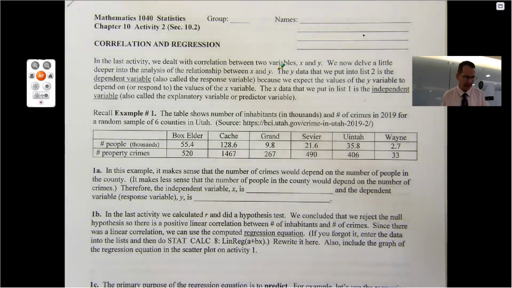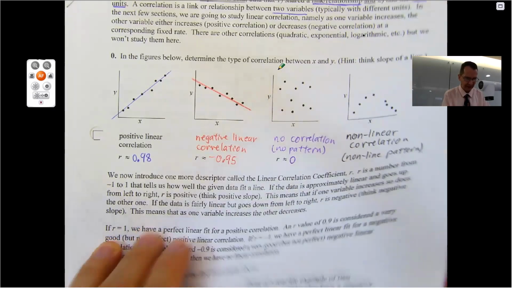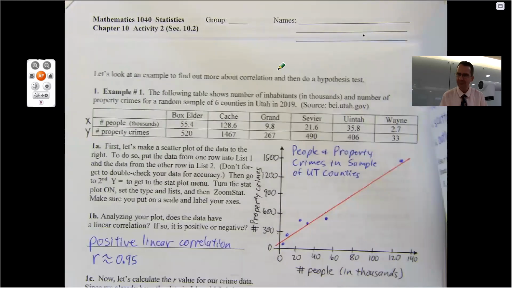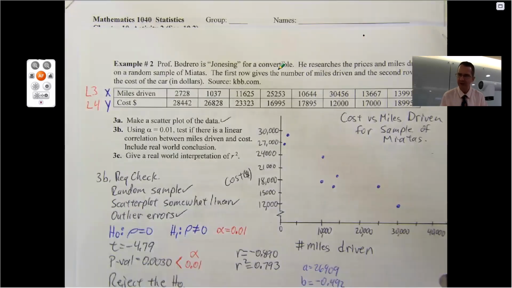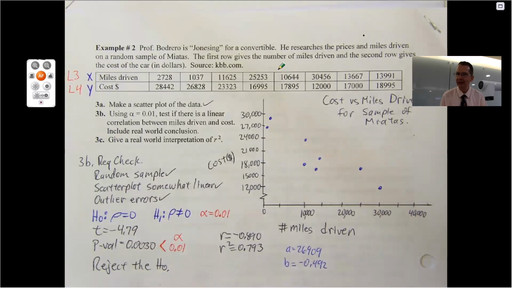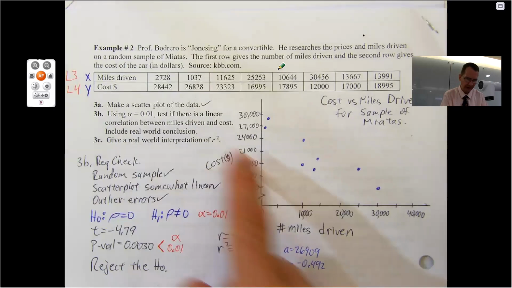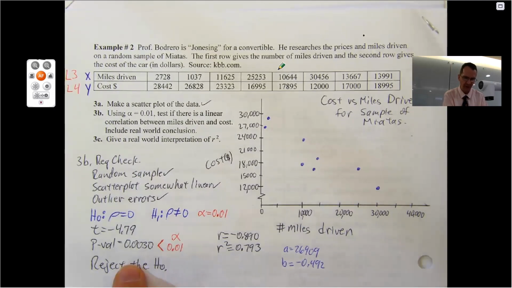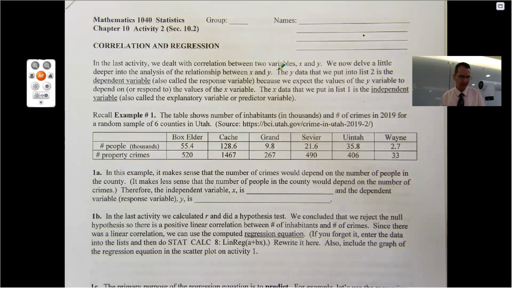So last time we were talking about correlation, and we looked at the example of number of people in the county and the number of property crimes, and then at the end of class we did the number of miles driven and the cost of the car. In both cases we found out that we rejected H0, so we had linear correlation. So let's go ahead and see how we get to use this kind of information.